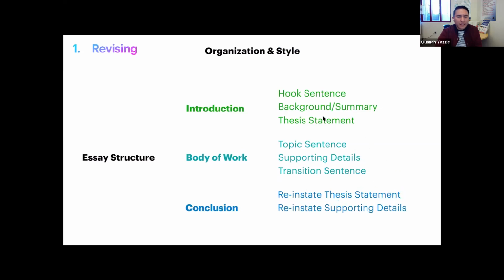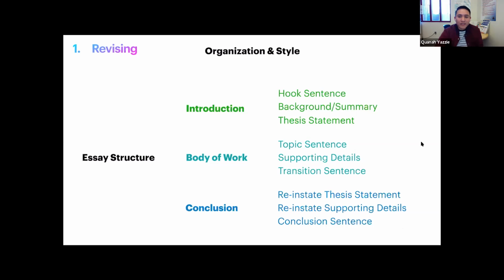We're reinstating the thesis statement. We're reinstating all of these supporting details, sort of like a summary. And then we're adding a conclusion sentence. And within the conclusion sentence, depending on the essay style, this is where we can do stuff like a call to action, or some solutions that we have, your final argument, your final stance on this issue, if it's argumentative or anything in that case.